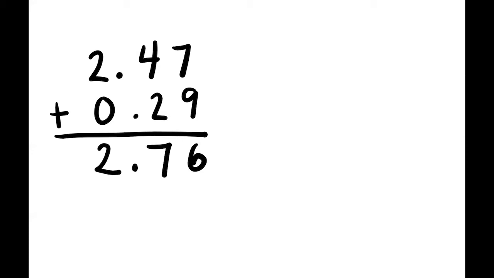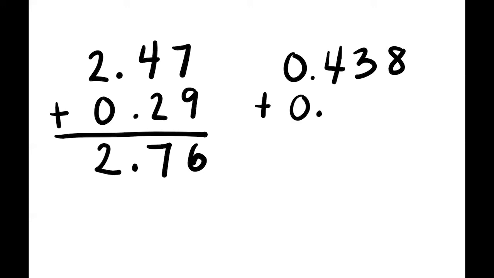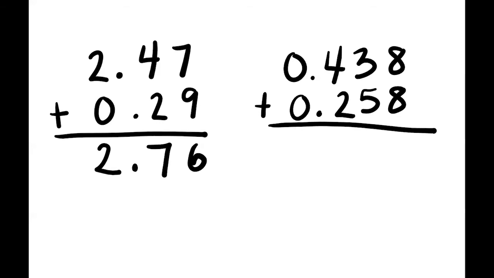Okay, one more. Let's do 438 thousandths plus 258 thousandths. Okay, so in our smallest category, which is the thousandths place, we have 8 plus 8, and that makes 16. So we're going to record the 6, and the 10 thousandths get traded in for 1 hundredth. Hold that in your mind.